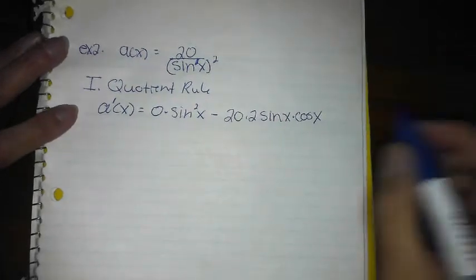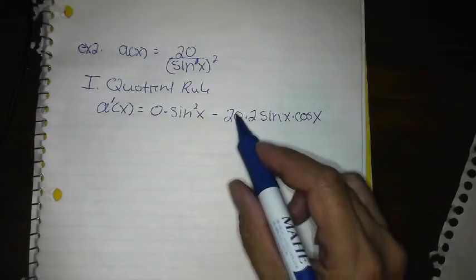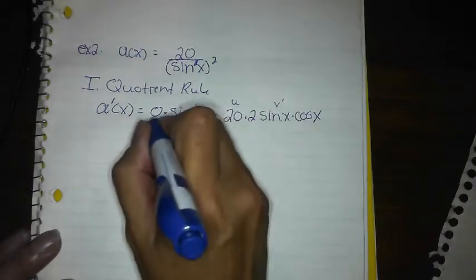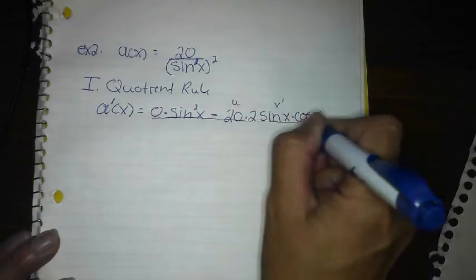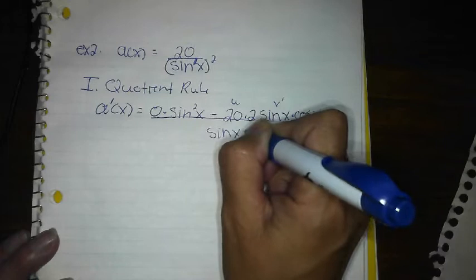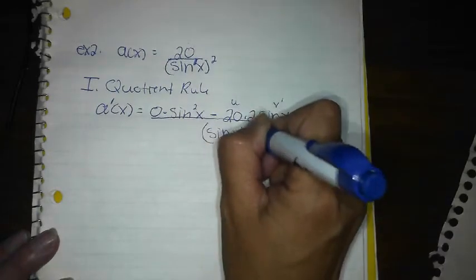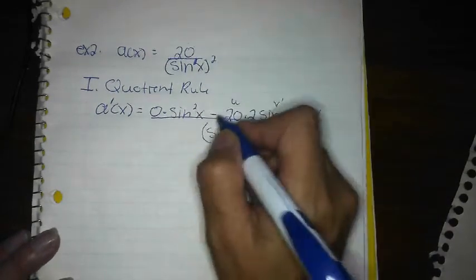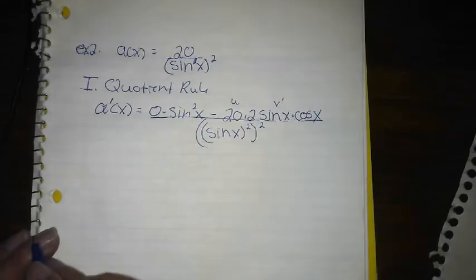And try not to lose track here, but we've got the u times v prime, so we're done there, all over the bottom squared. So it is sine of x squared to start with, but we've got to square that again. So that's going to give us sine to the 4th down there.